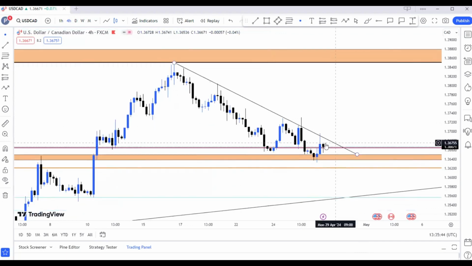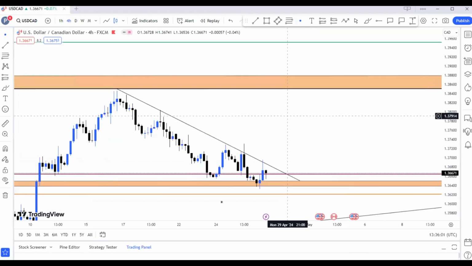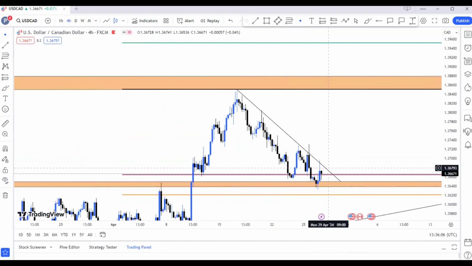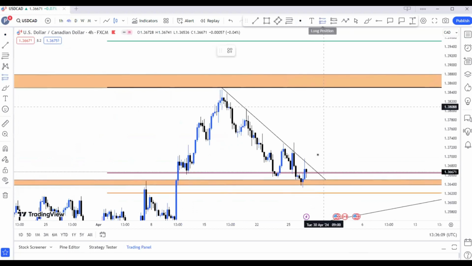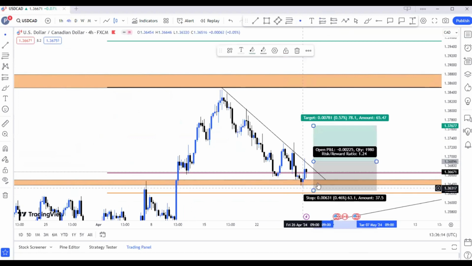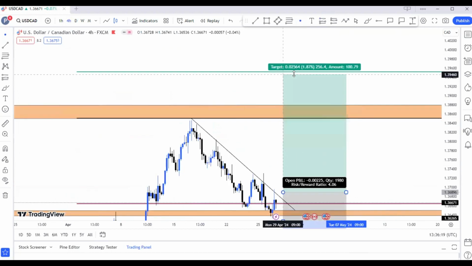So I need to wait to see a clear break of this, then I'll be entering my trade here. My stop loss will be below here, and then we'll be having our first TP at the nearest resistance. So we'll be taking a buy setup if we have a 4-hour candle close above this counter trend. Let's say we got it here, and then our stop loss will be below this recent candle, below the low, and then our targets will be here.